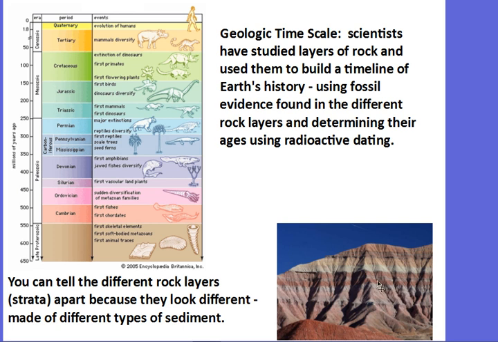And if you look at this picture over here, again, you can tell the different rock layers or strata apart because they look different. They're made of different types of sediments. So you can very clearly see that this is a layer, and here's a layer, and another layer, and another layer. So each of those different colored layers represents a different period of time in Earth's history. Not all layers are the same thicknesses. Not all periods of time in the geologic time scale are equivalent. Not all of these periods cover the same amount of time.